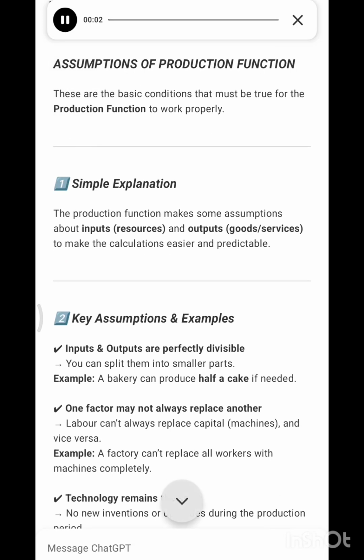Function. These are the basic conditions that must be true for the production function to work properly. 1. Simple explanation. The production function makes some assumptions about inputs (resources) and outputs (goods, services) to make the calculations easier and predictable.